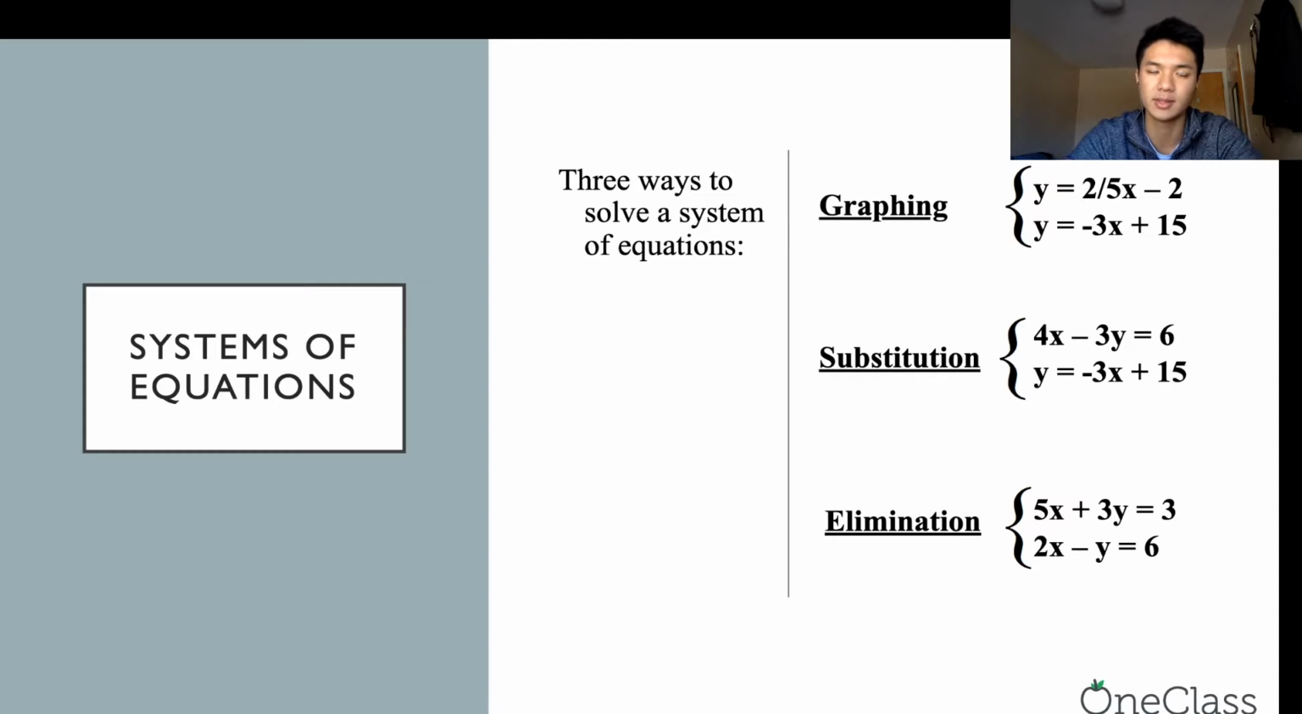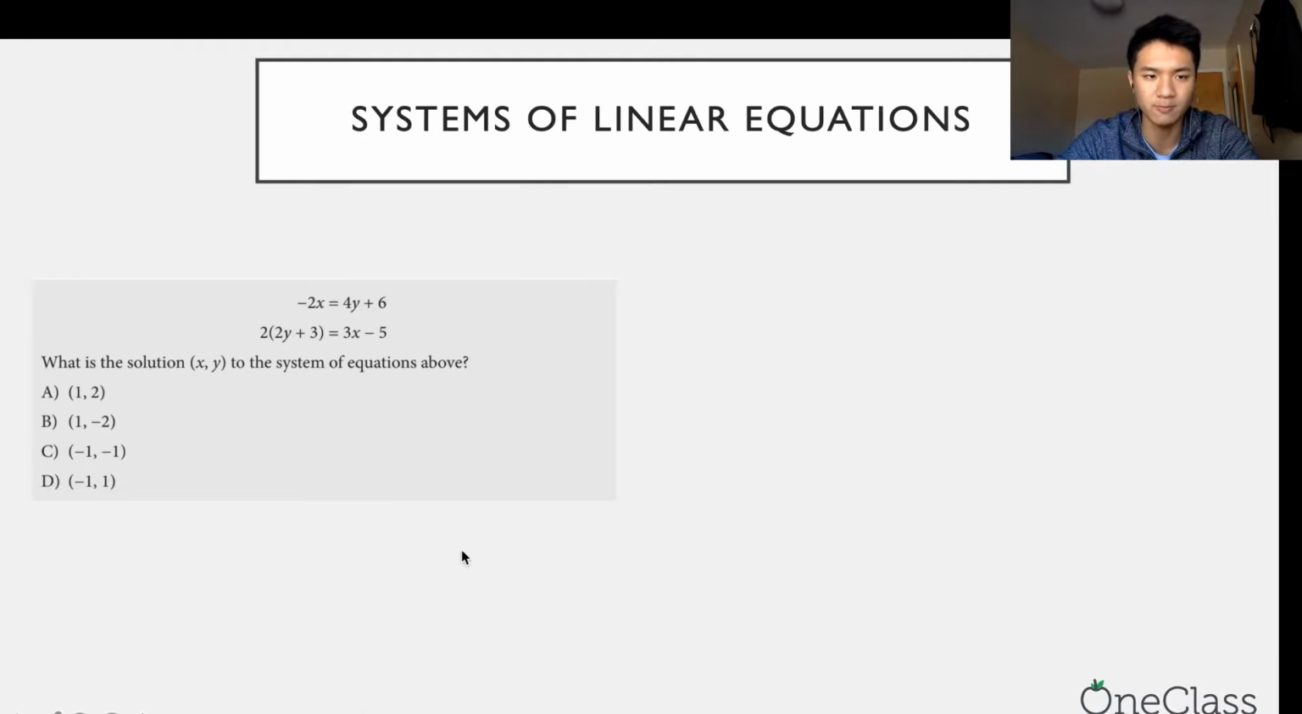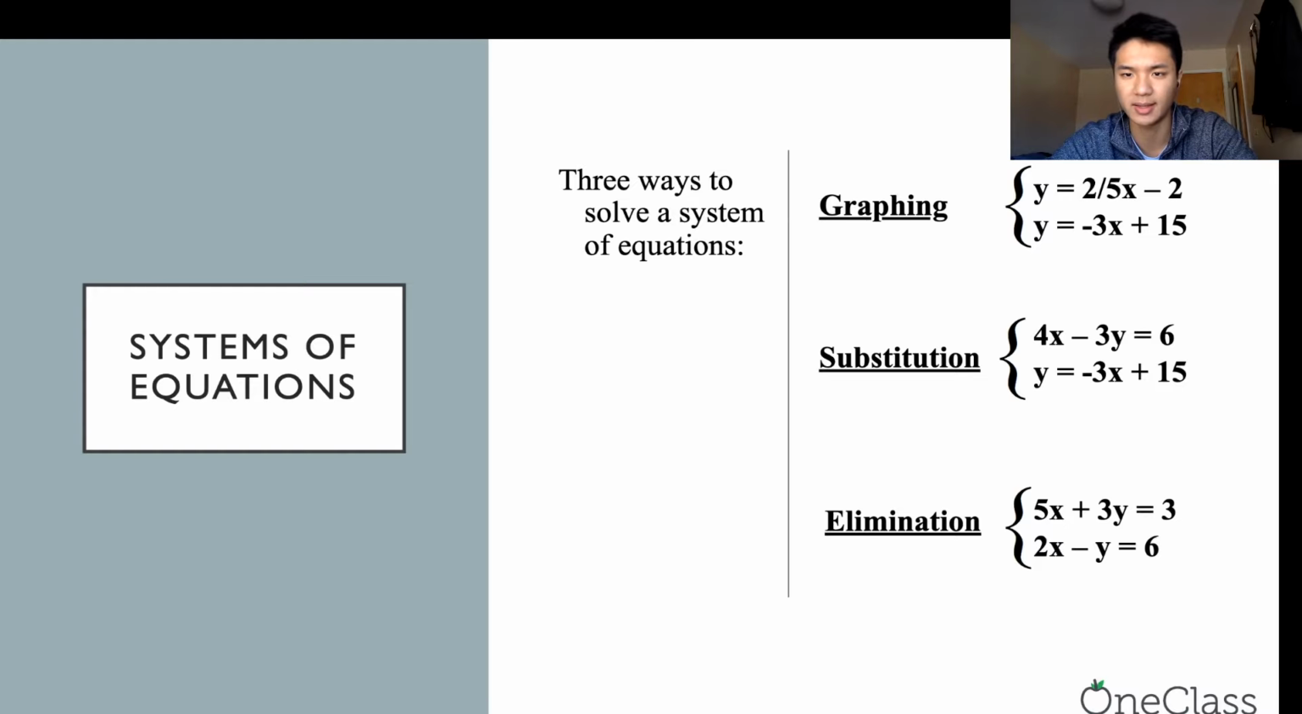Let's see how we see these concepts tested in an actual SAT question. Taking a look at the equation to the left, what is the solution to the system of equations above? We have negative 2x equals 4y plus 6, and 2 times 2y plus 3 equals 3x minus 5, right? What they're really asking for is the solution in x and y to this system. So taking a look at this, we want to say, okay, which one of these strategies that we just identified on the last slide, graphing, substitution, and elimination, is most effective for this question?